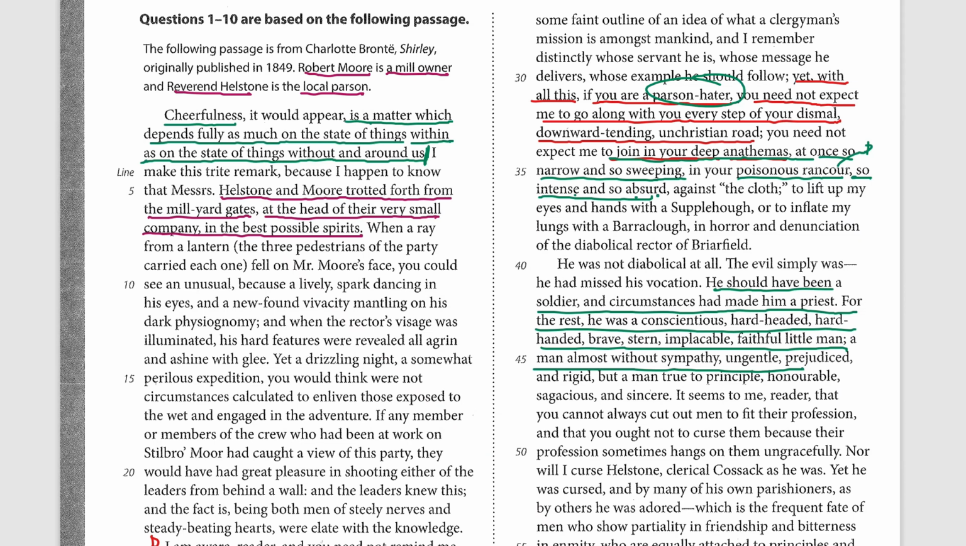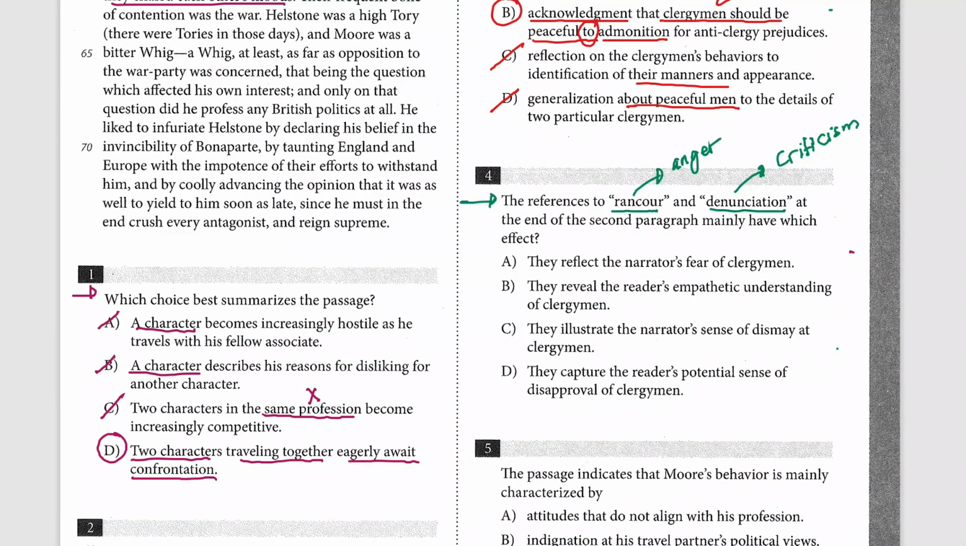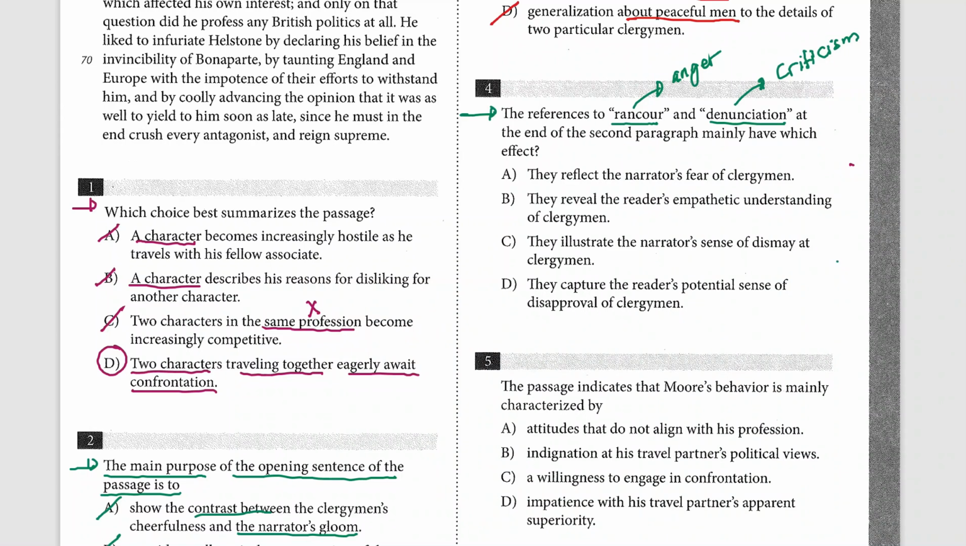To lift up my eyes and hands with a supple huff or to inflate my lungs with a pariclough in horror and denunciation of the diabolical rector of Pryorfield. Okay? I feel they are what? They are negative. Okay? And the last part can explain the whole thing even better. And I go here for why do we need them? A. They reflect the narrator's fear of clergymen.